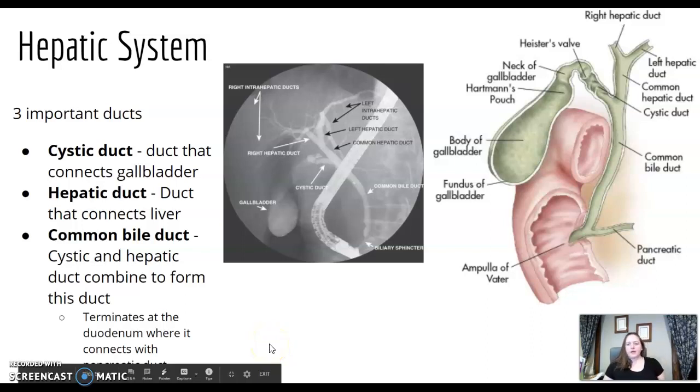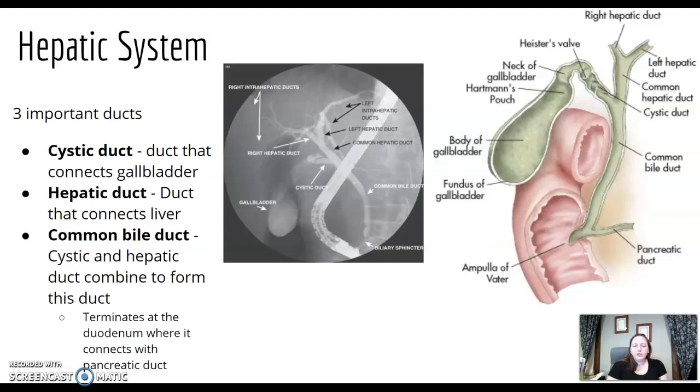All right, finishing up the abdomen section with the hepatic system. So make sure you review your anatomy. Do you know your ducts? Do you know your cystic duct, hepatic, common bile duct?